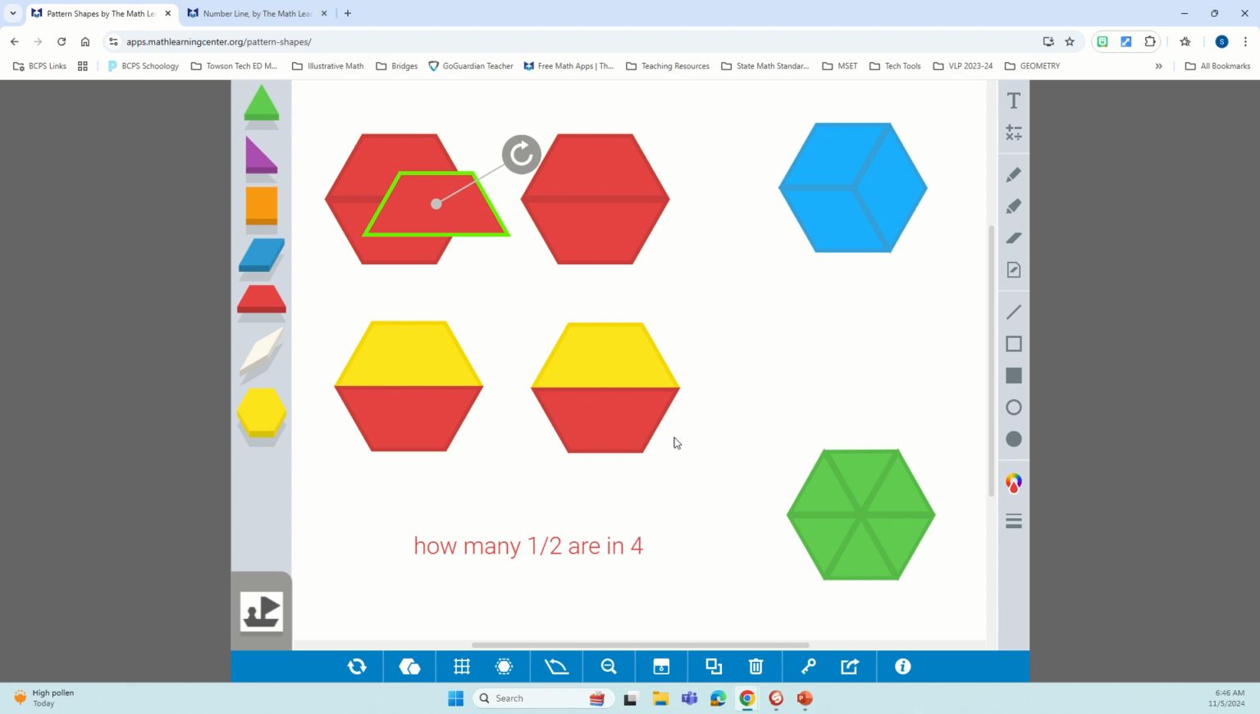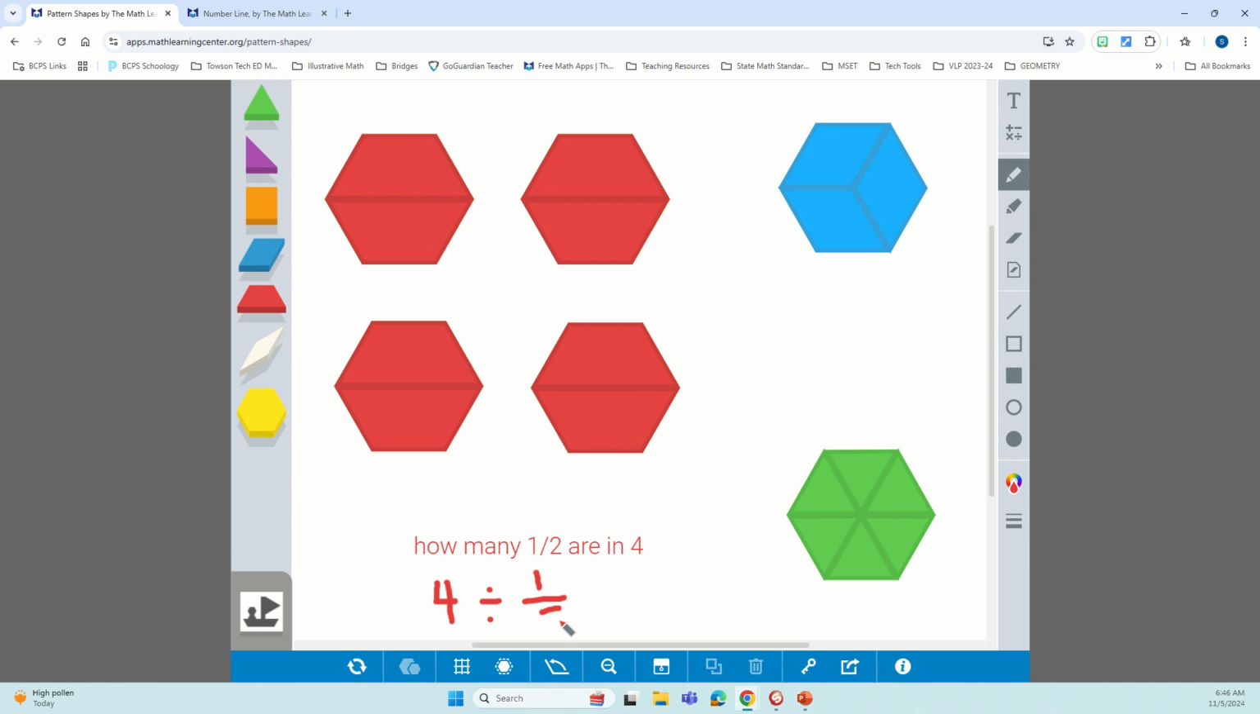When I'm done, I can count that there are 8 of these red shapes that equal the same as the whole hexagons. So that means there are 1, 2, 3, 4, 5, 6, 7, 8 halves in 4. If I wanted this to be a division problem, 4 divided by 1/2 would be 8. Again, some students don't need that visual, but this is a great way to represent it.